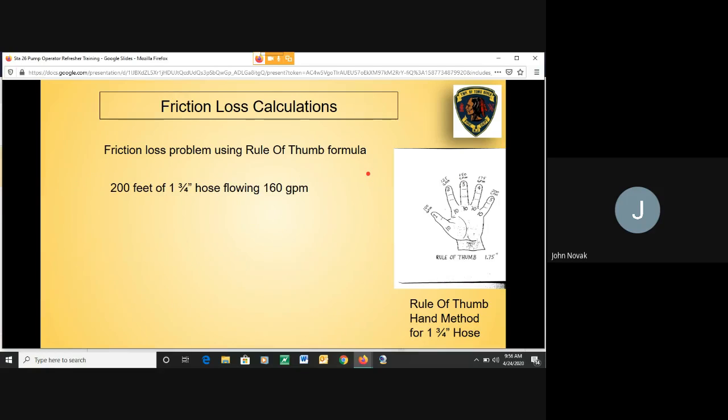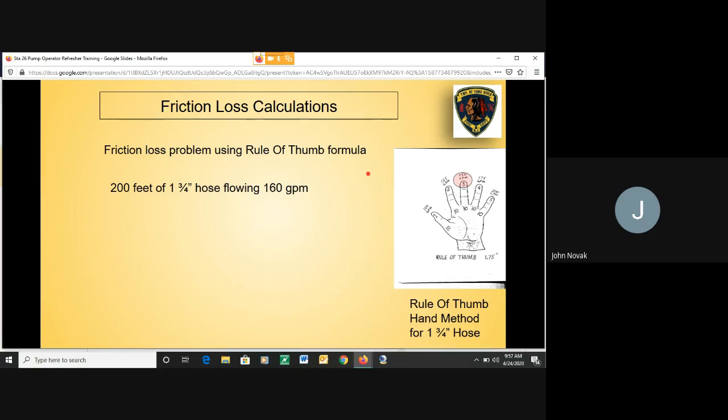So here is the rule of thumb formula that we taught for years, and it's still effective if you forget. I did the illustration here using our 200-foot pre-connect flowing 160 GPM. It doesn't matter if it's a fog nozzle or a smoothbore nozzle, because we have the new nozzles. We can use the hand method, and looking at our hand method, 150 GPM probably comes the closest to our actual friction loss pressure using our coefficient.